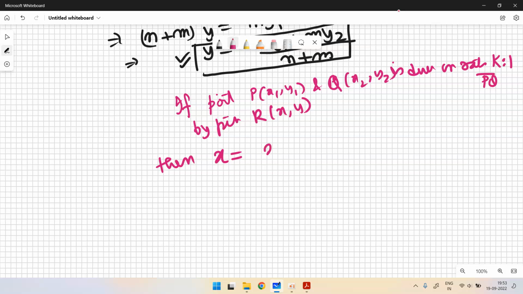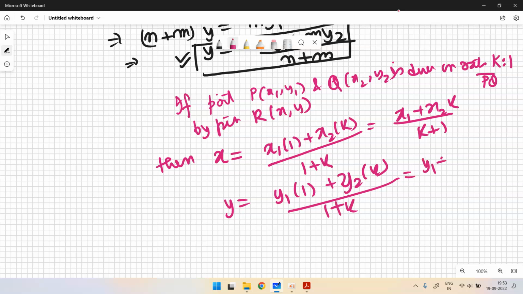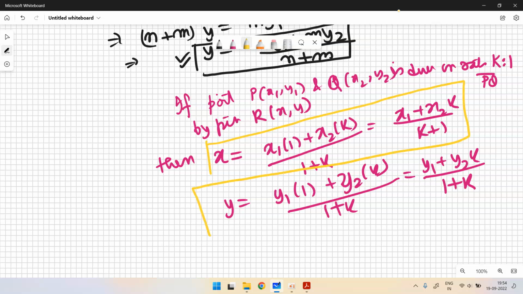This is nothing but x1 into 1 plus x2 into k by 1 plus k, or you can even write it as x1 plus x2 k by k plus 1. And similarly y is also y1 into 1 plus y2 into k by 1 plus k, nothing but y1 plus y2 k by 1 plus k. It's a special case.